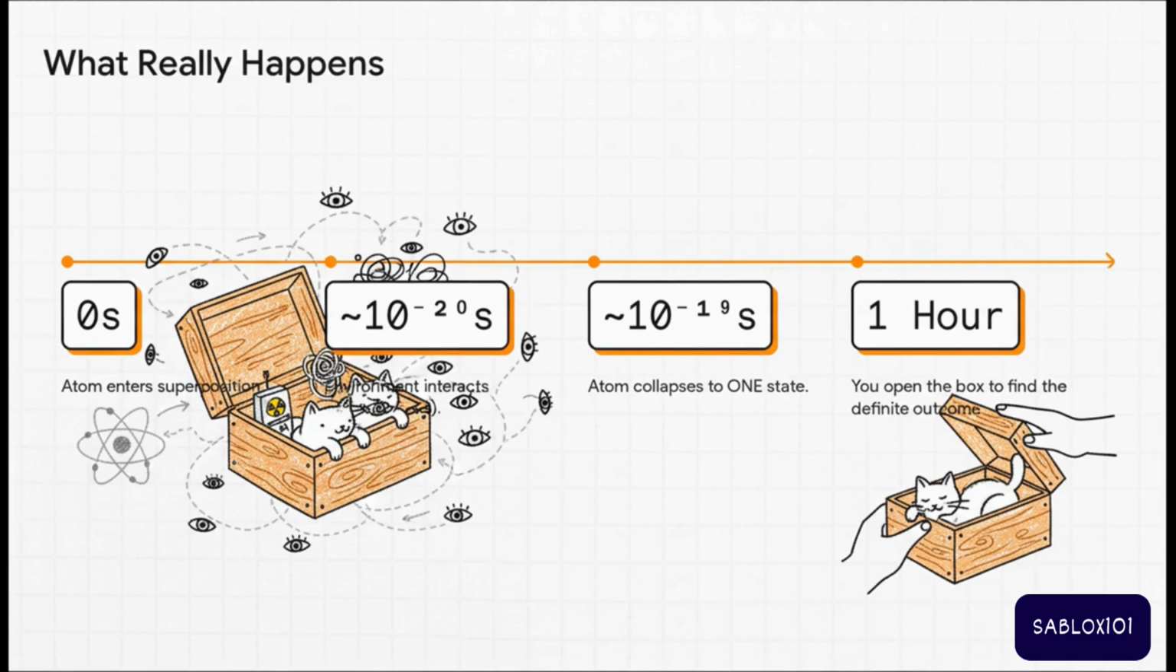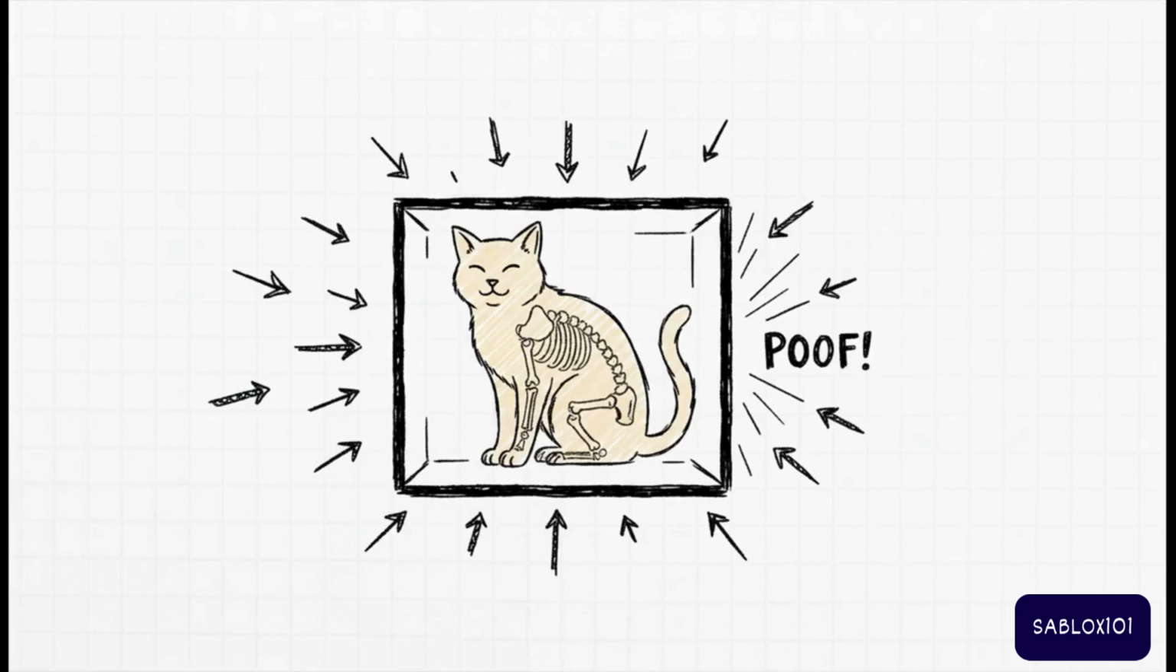The universe, in a sense, has already looked at the atom way before we ever get a chance to open the box. And that's the bottom line. The cat was never both alive and dead. It's just way too big, too complex, too messy. The environment inside the box forces a single reality to emerge almost immediately. It's either decayed or not, dead or alive, one or the other, period.